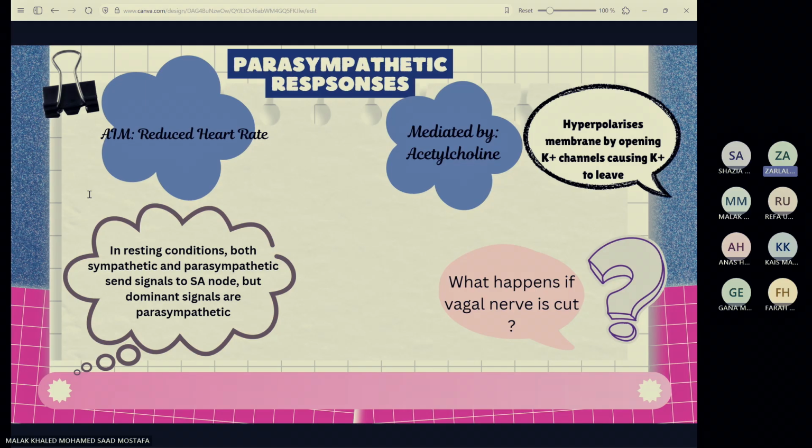is more dominant. There's something called the vagus nerve, and the book mentions what would happen if the vagus nerve is cut, since it's the dominant system and part of the parasympathetic system. Basically, you will experience a sudden increase in your heartbeat, up to about 100. So it's important to remember that parasympathetic is the dominant one in resting conditions. So let's go to the next one, please.